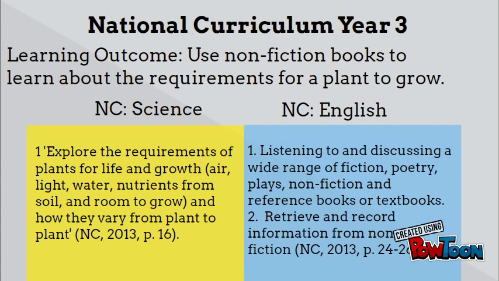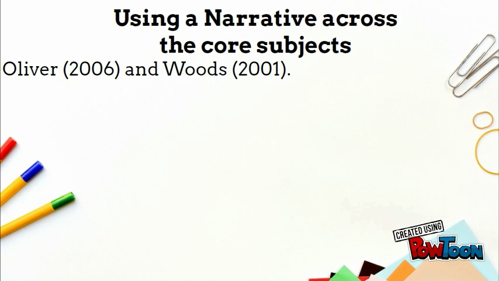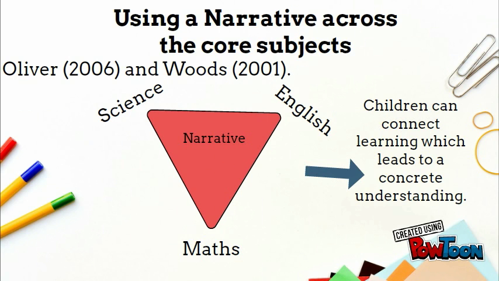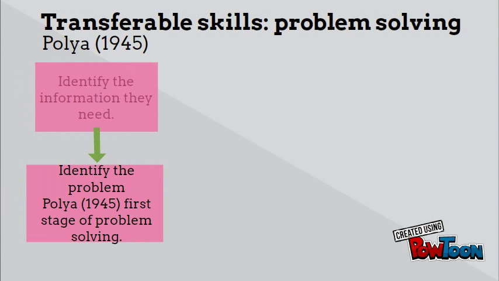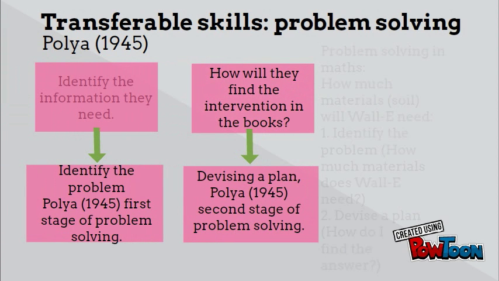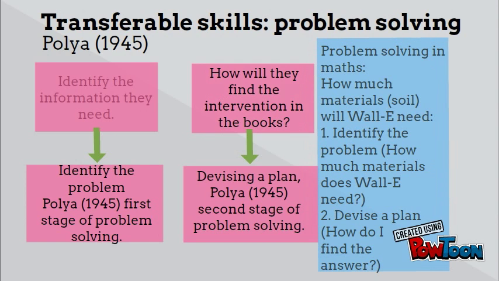Maths would not fit here, therefore, as Craft suggests, will be taught in a separate lesson to ensure tenuous links are not made and children develop good subject knowledge. Oliver and Woods suggest by using the different subjects under a narrative, learning in each subject will reinforce each other and give children a concrete understanding. Children will be transferring skills such as using problem solving to identify the information they need to find and how they will find this in the books. This skill can then be transferred to maths when solving problems with number in a logical way, for example, working out the amounts of materials WALL-E will need.